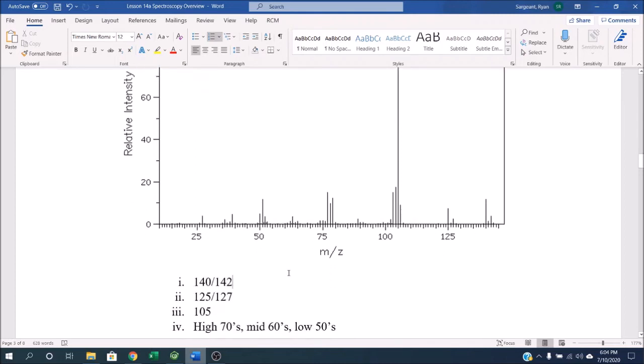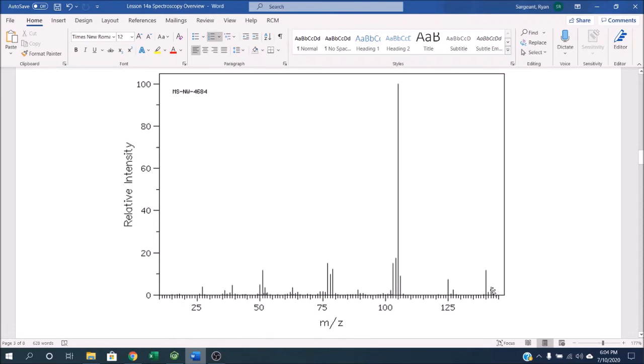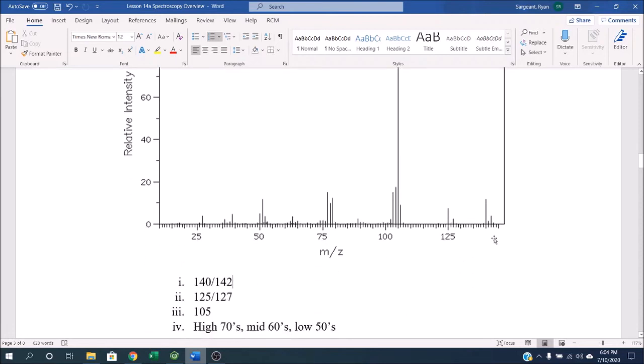So now we should be able to explain some of the peaks that we're seeing in this spectrum. So far, the only peaks that we've been able to explain are the peaks at 140 and 142. These represent the molecular ion peaks, and both of them show up because chlorine has 2 different isotopes, and those isotopes are 2 mass units apart from each other. The next thing we'll do is explain this peak at 105.